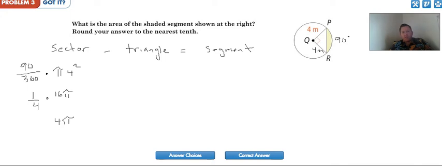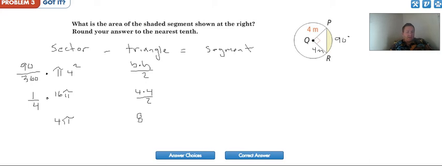Okay, so there's that. Now I've got to find the area of the triangle. Do you see how we have this right triangle right here? And remember, area of a triangle is base times height divided by 2. I have my height right there because it's a right triangle, and my base. So it's going to be 4 times 4 divided by 2. 16 divided by 2 is going to give me 8.